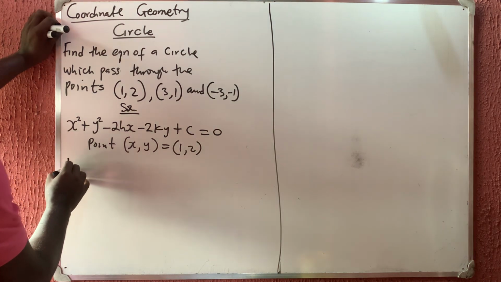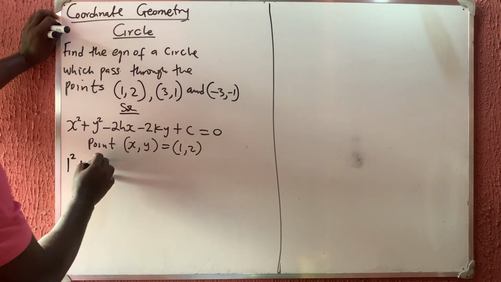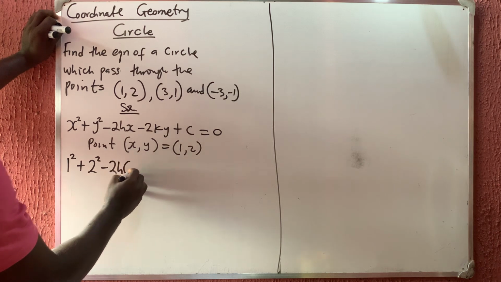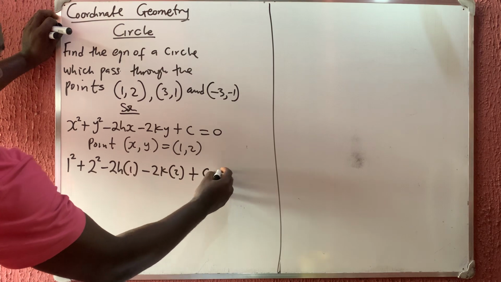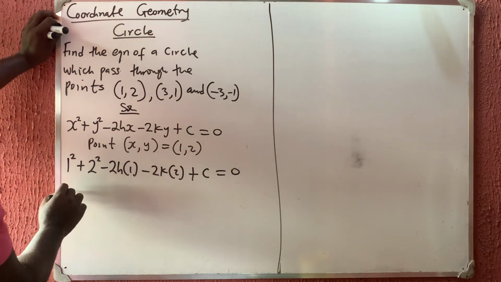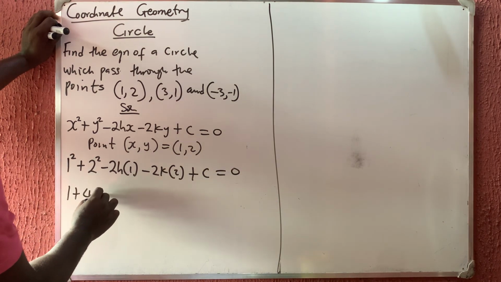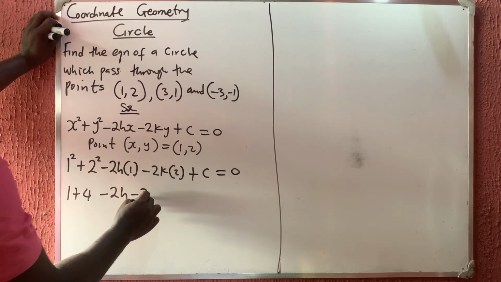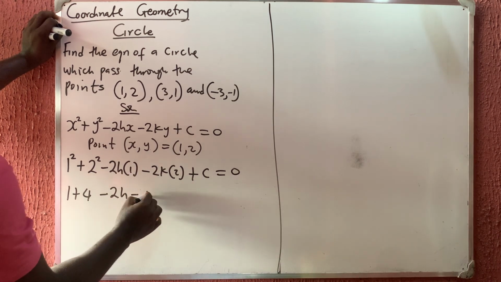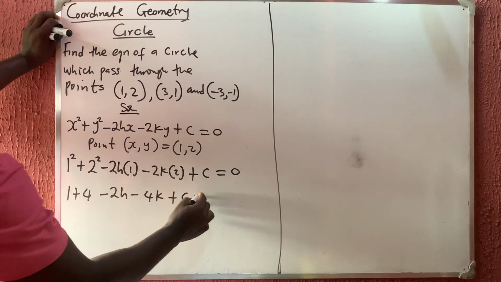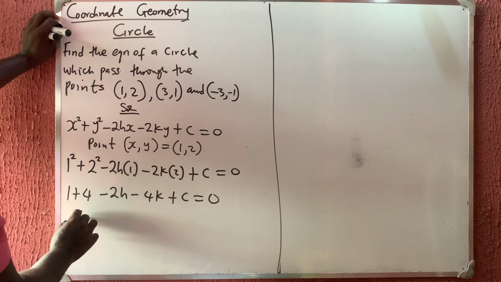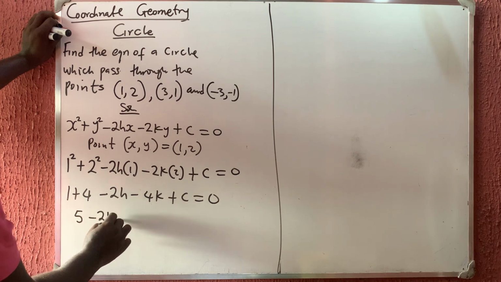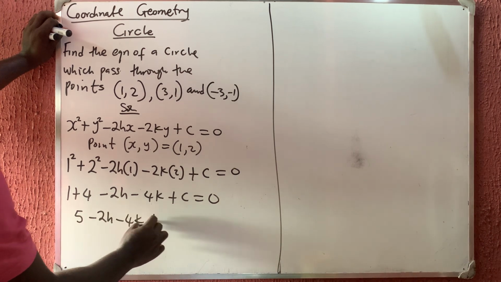We're going to have here 1 squared plus 2 squared minus 2h into 1 minus 2k into 2 then plus c is equal to 0. So what do I have here? 1 plus 4, then minus 2h minus 4k, then plus c is equal to 0. So if I add these, this will give me 5 minus 2h minus 4k plus c is equal to 0, okay?